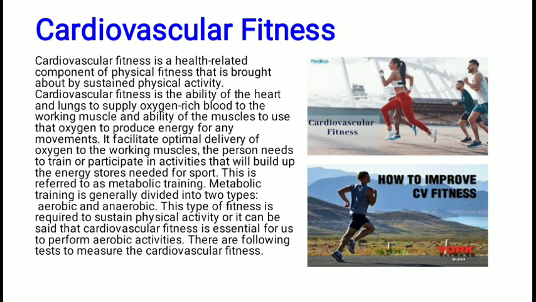So it is the ability of the heart and lungs to supply oxygenated blood to the working muscles, and the ability of the muscles to use that oxygen to produce energy for any movement. Oxygen rich blood is supplied by the heart and lungs to the muscles, and the muscles use that oxygen to produce energy. It facilitates the optimal delivery of oxygen to the working muscles.